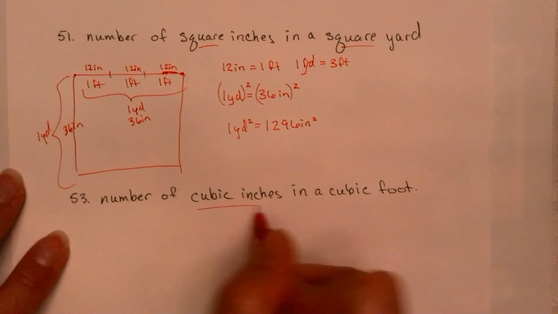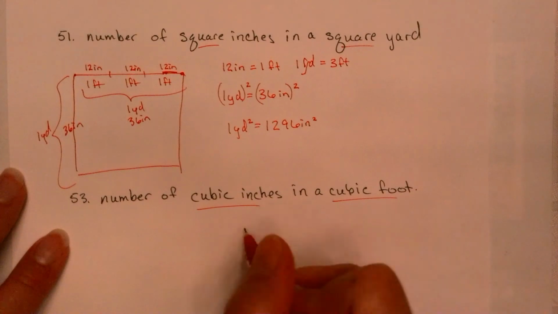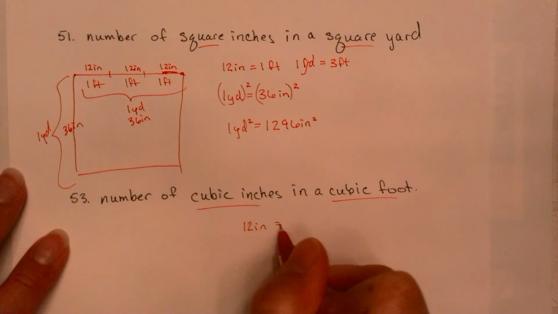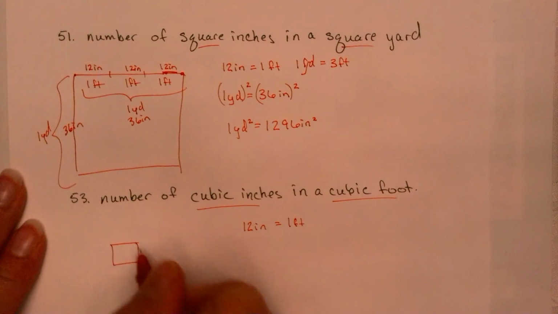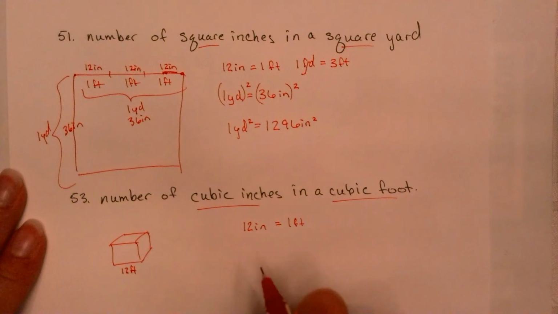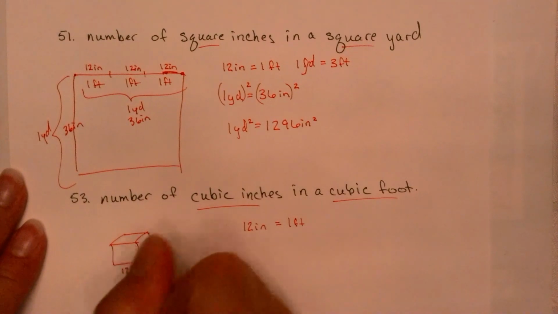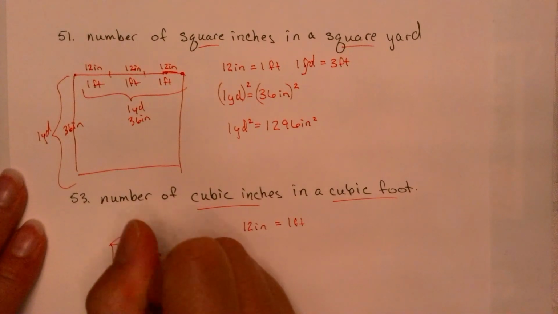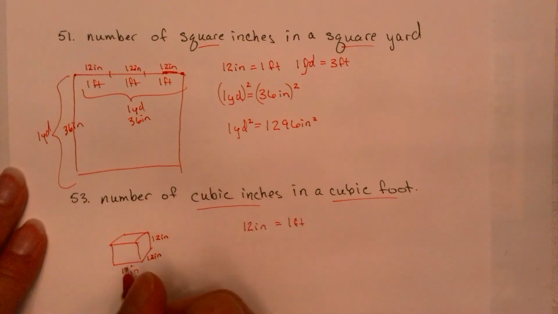Number of cubics. So now we're talking about volume, okay? Number of cubic inches in a cubic foot. So we know 12 inches is equal to 1 foot. Okay, now let's picture a cube here, right? This is as good as it's going to get. Got my cube here, and I know that this is 12 feet. Oh no, not 12 feet, 12 inches. This is 12 inches, and that's 12 inches, and that's 12 inches, because it's a cube, right? We're talking about cubes. And so on a cube, all my sides are the same.